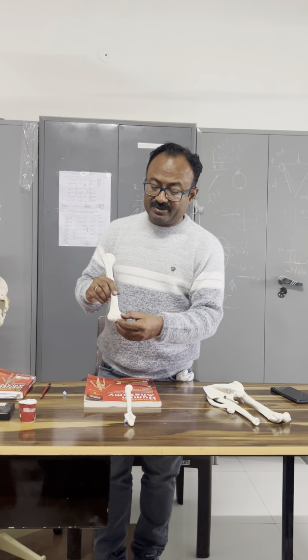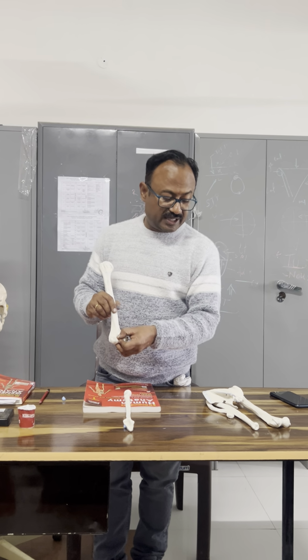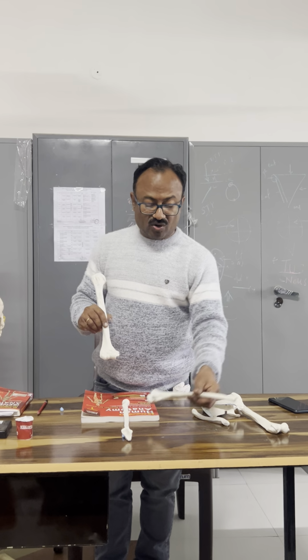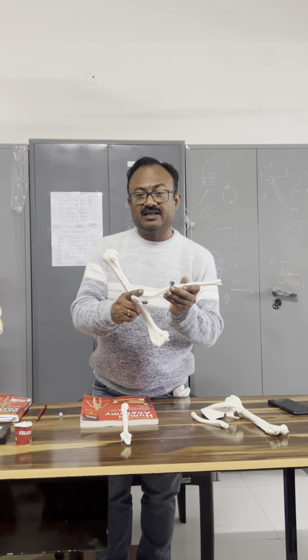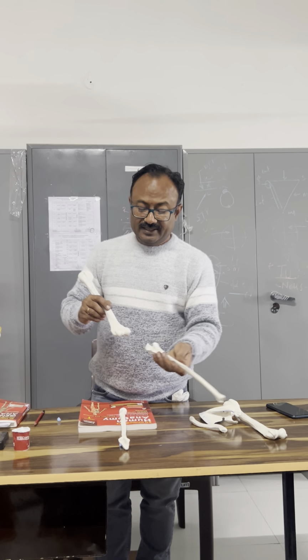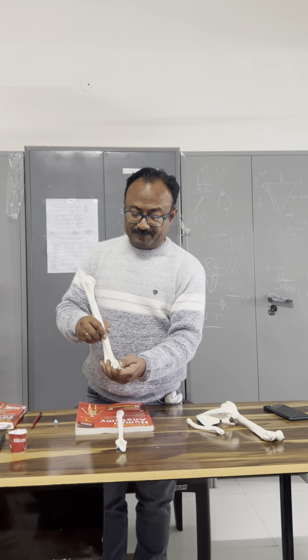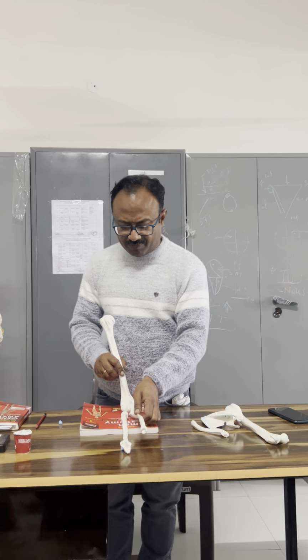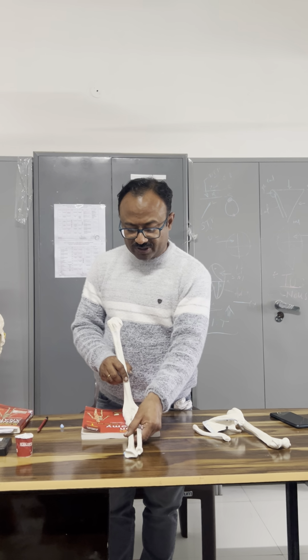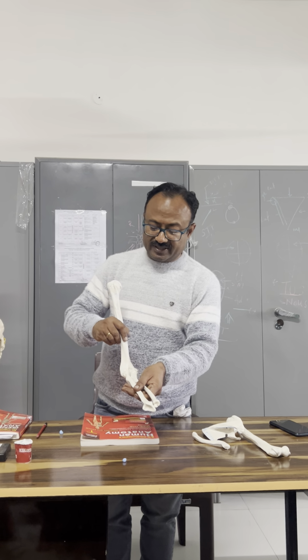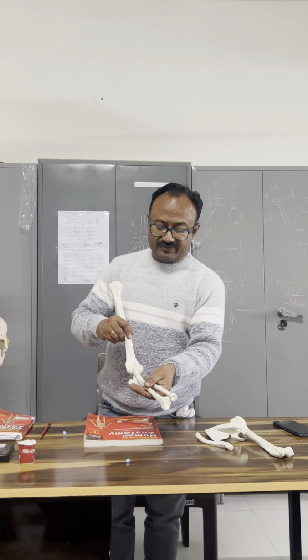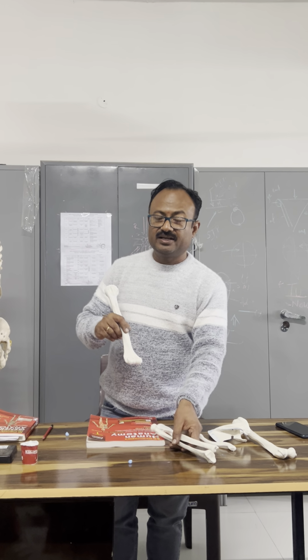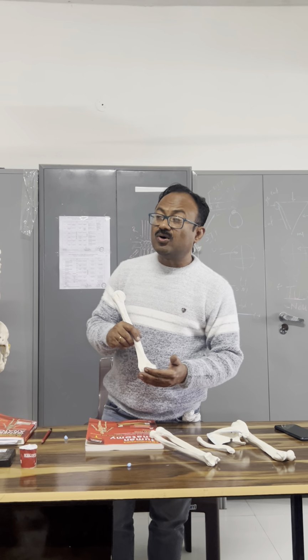And a pulley shaped structure that is called as trochlea articulates with the trochlear notch. Here is the trochlear notch in the ulna. It articulates with the trochlear notch of the ulna and forms the elbow joint. This is a compound joint. So more than two bones are joining here. One is the humerus and one is the radius and ulna. Three bones are joining here. So the elbow joint is a compound joint.